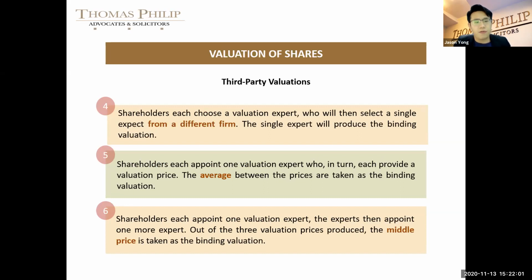Okay, the fifth method is where shareholders both appoint a valuation expert who will give a valuation price. And what you do is you take the average between the prices. Okay, the sixth method is where all shareholders appoint a valuation expert, and those experts appoint one more expert. Out of the 3 valuation prices produced, the middle price is the one taken as the binding valuation.